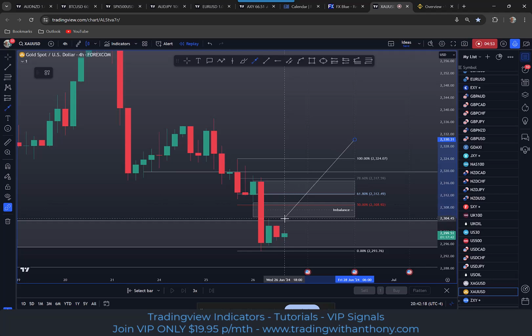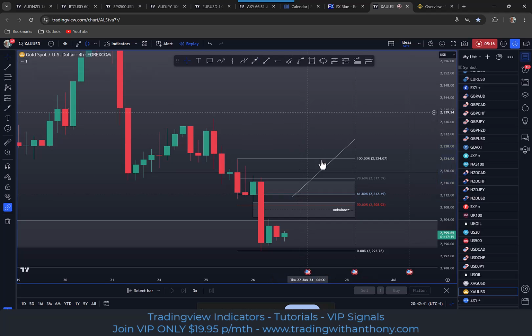And price rebalances. So there's two things that I'm expecting to occur here that are giving me reason to look for a buy back up into these levels, and then a sell from up in here down. Right, so that's how I'm looking at this chart at the moment.